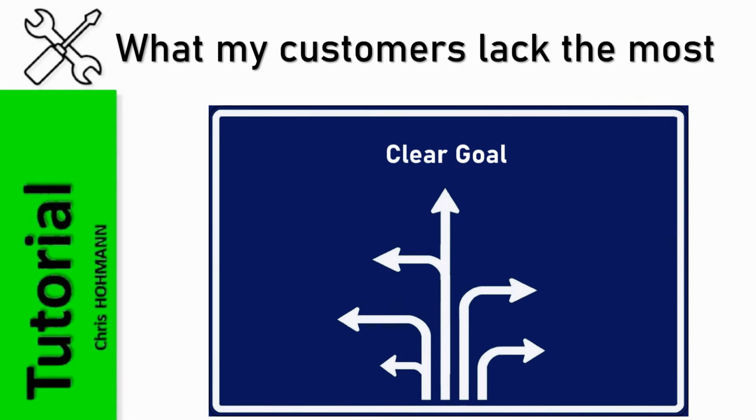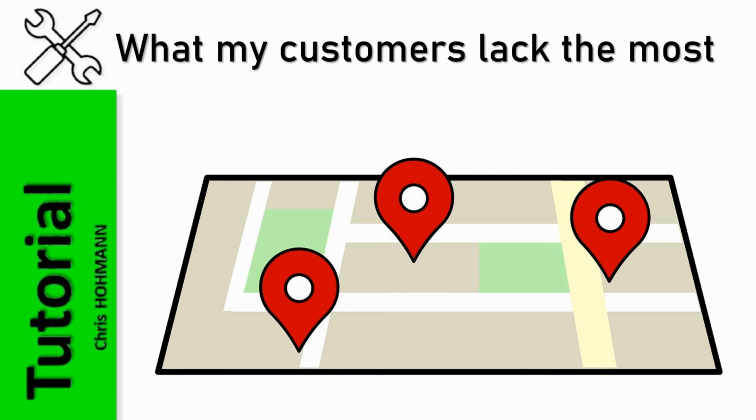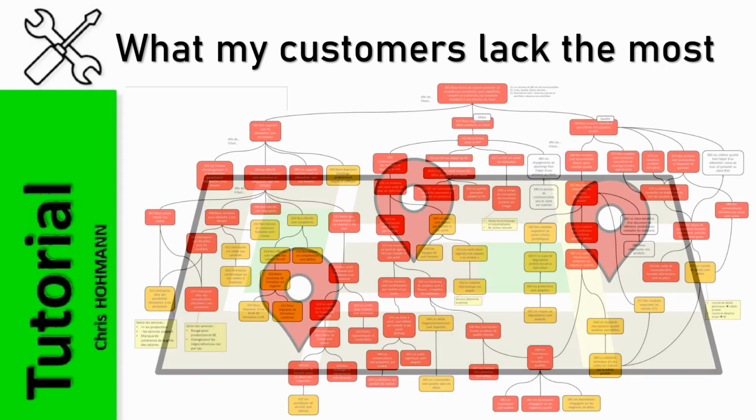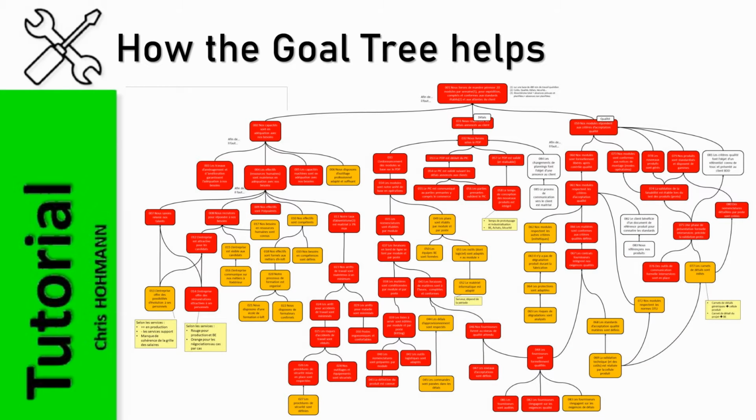A clear goal is not sufficient by itself to ensure alignment, so in order to funnel and focus all contributions to achieve the goal, a roadmap is required. Without a roadmap, many paths may lead to the goal, but not all of them will be a good choice. The goal tree is a visual roadmap displaying all necessary conditions to achieve the goal.